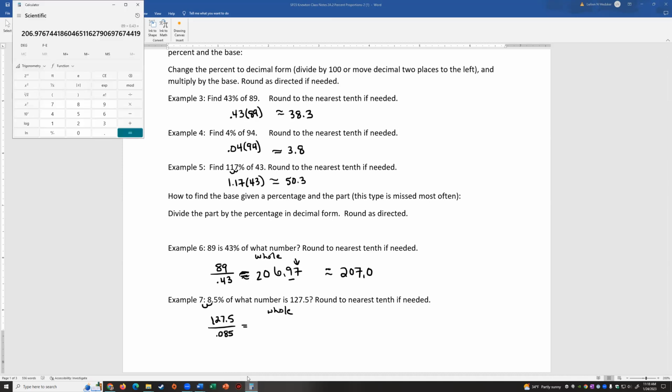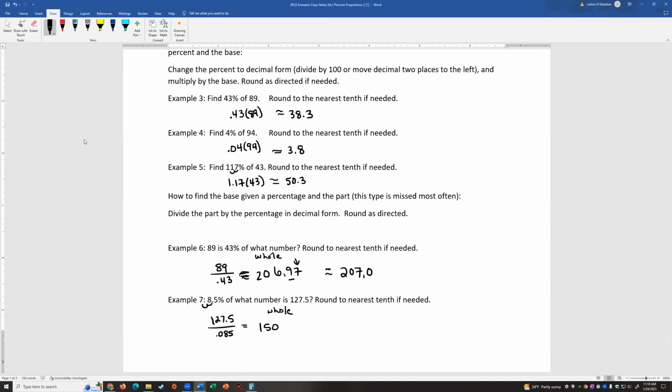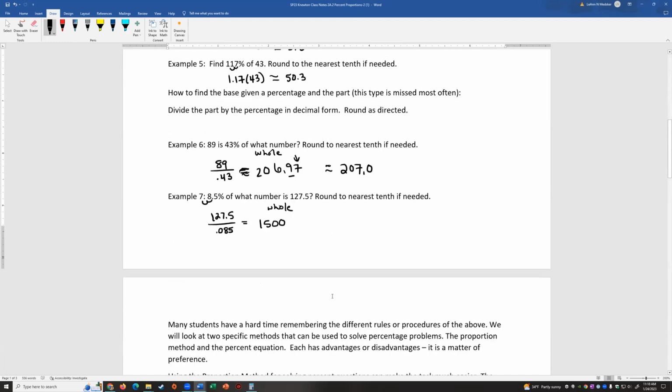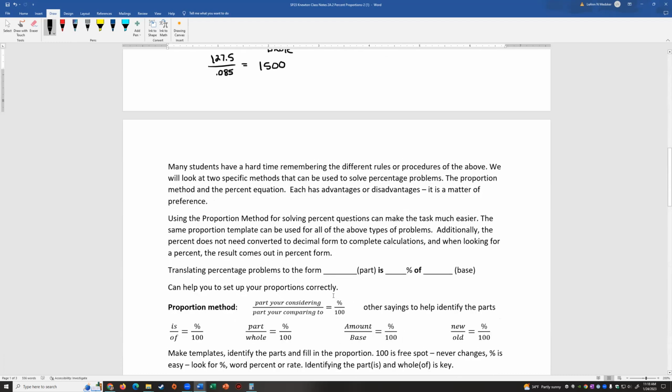And then 127.5 divided by 0.085 is 1500. That comes out exact. Okay. There are going to be better ways of doing these than trying to memorize when to multiply and when to divide, but this is the general idea of what's going on. Like I said, we're going to learn some equation methods, proportions and equations, to help us solve these more accurately each time.